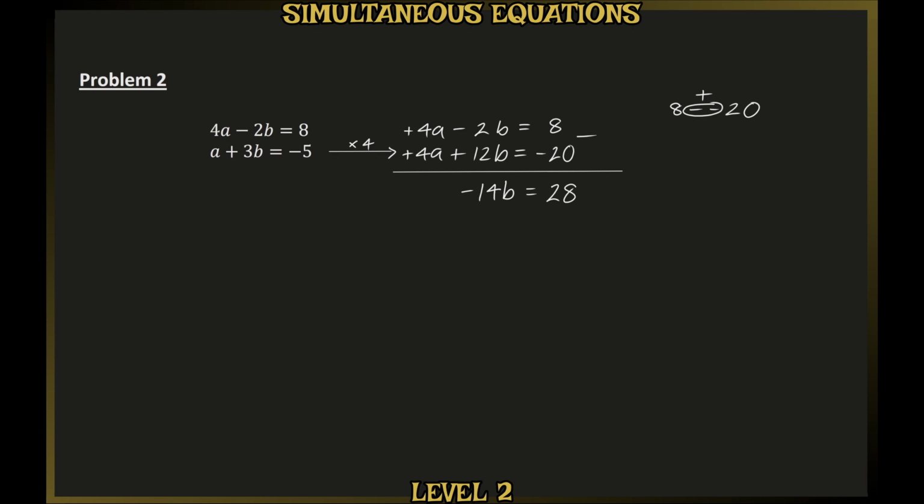To find the value of b, we now just need to remove this times minus 14 from the front of the b, and we can do this by dividing by minus 14. And we need to do the same on the right. So on the left, the times minus 14 and the divide by minus 14 cancel out to leave us with b. And on the right, 28 divided by minus 14 is minus 2, because 28 divided by 14 is 2. If we divide it by a negative, it becomes minus 2. So b is equal to minus 2 is the first part of our solution.